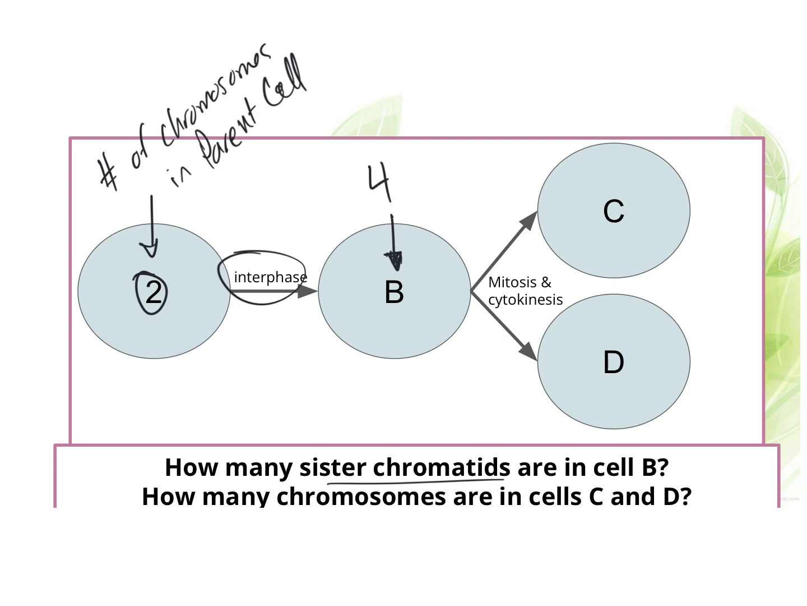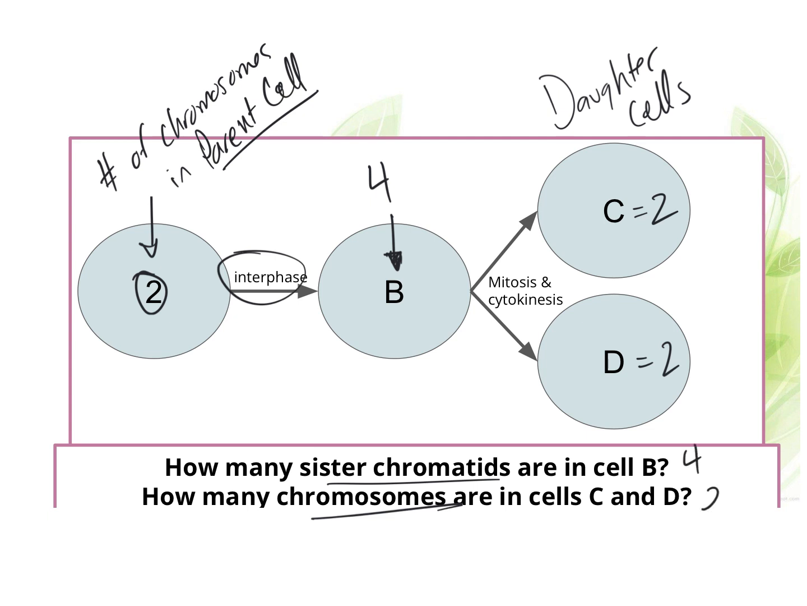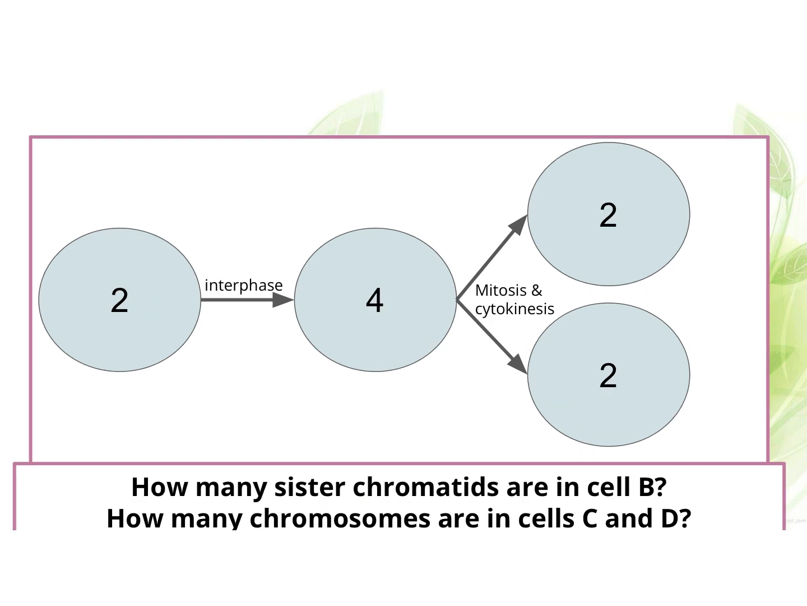But then it's asking us how many chromosomes are in cells C and D. If the parent cell has two chromosomes, then the daughter cells also have to have two chromosomes, because they're going to be genetically identical. So C equals 2 and D equals 2. Our answers would have been 4 here and 2 here. So I'll write 2 and 2. On the past. Awesome.